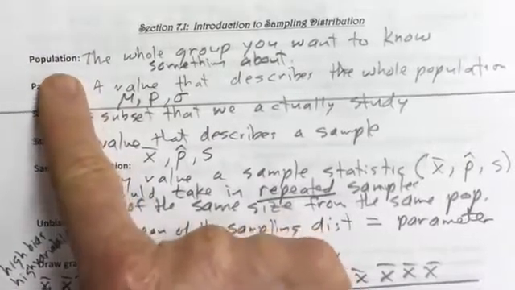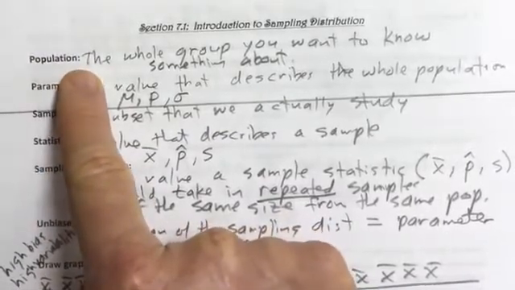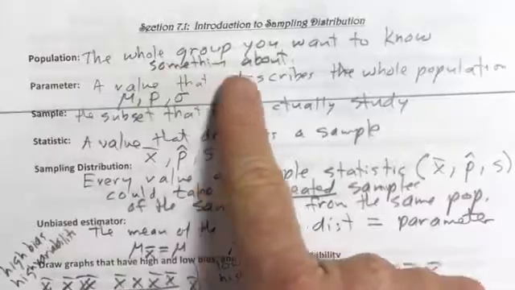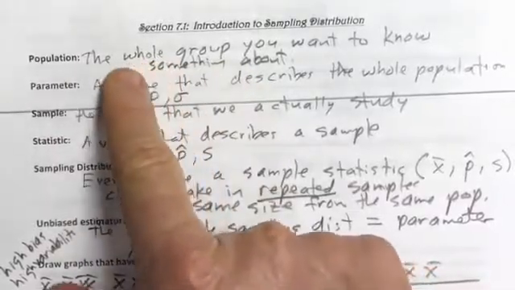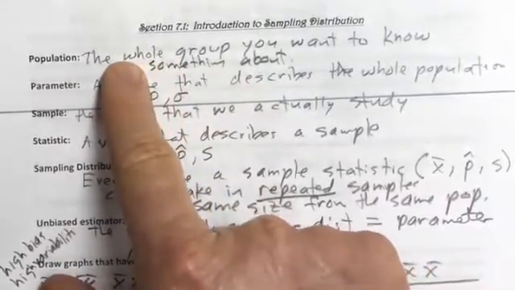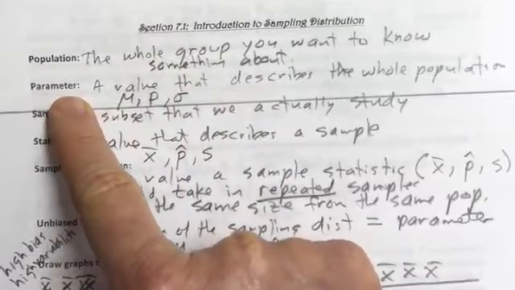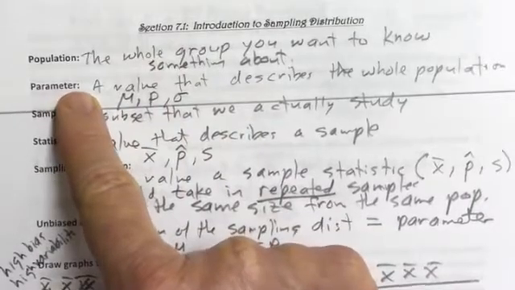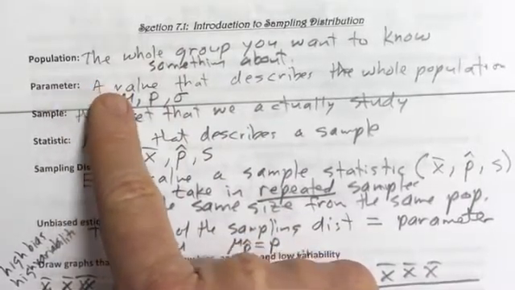So it's important to note that a population in the world of stats is just a whole group that you want to know something about, the whole group of people, animals, or things that you want to know something about. The parameter is what you want to know. It is, in essence, a number or a value that describes the whole population.